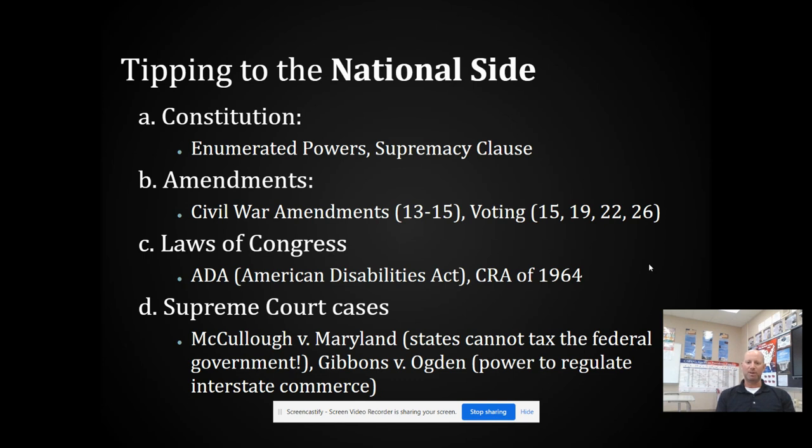And basically the Supreme Court favored Ogden and said, "Hey, Gibbons, yeah, you have a permit, but that's from one state, but you're going between states. So therefore, that is the power to regulate interstate commerce. That's a federal government issue. So Ogden, go ahead and ferry your boats, buddy." So Ogden won. Good for him. Sucks to be Gibbons. All right, so those are some of the Supreme Court cases that favor the national government.